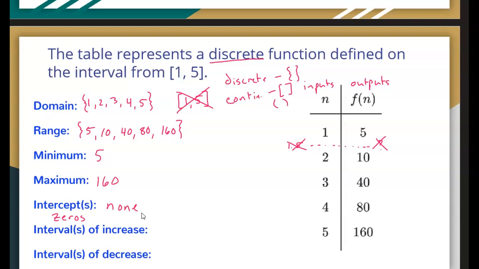Let's look at intervals of increase and decrease. So where is this function going up? Let's see, we add 5 there, we add 30 there, we add 40, we add 80. So the rate of change is changing. It doesn't have a constant rate of change. But it is always going up. We're always adding, right? We're getting bigger numbers. Adding, adding, adding, adding. We add the whole time. So the interval of increase is the entire function.